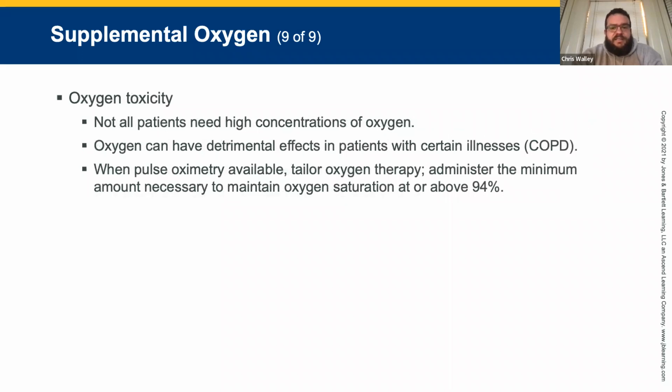All right, so oxygen toxicity. Not all patients require high flow O2, like we've already talked about. Excessive supplemental oxygen can have a detrimental effect on patients with certain diseases, such as COPD, cerebrovascular accidents, and myocardial infarctions. Oxygen toxicity refers to the damage to the cellular tissue due to excessive oxygen levels in the blood. Increased cellular oxygen levels contribute to the production of oxygen free radicals, which can lead to tissue damage and cellular death in some patients.